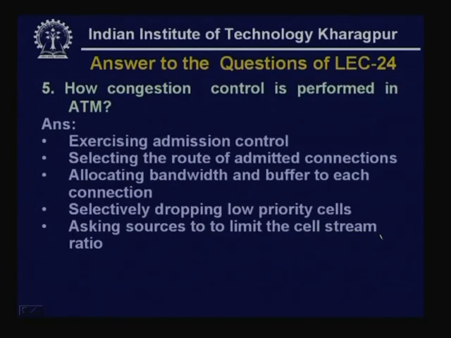Last question was, how is congestion control performed in ATM? Answer is, exercising admission control, selecting the route of admitted connections, allocating bandwidth and buffer to each connection, selectively dropping low priority cells, asking sources to limit the cell stream rate. So, these were the 5 questions given in lecture number 24, and with this we come to the end of today's lecture. In the next lecture, we shall discuss the CSMA/CA protocol, and also we shall discuss controlled access techniques. Thank you.